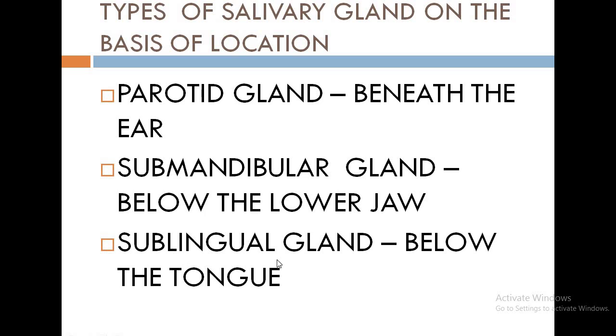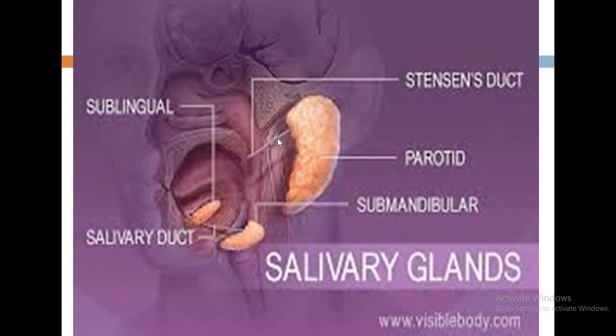Then the sublingual gland. Lingual relates to language. So which part of the oral cavity helps you to speak? That is your tongue. So the gland which is found below the tongue is the sublingual gland. Now, here is the location shown of the three types of salivary gland. This is the parotid gland which is present near the ear. This is the sublingual gland which is present below the tongue, and this is the submandibular gland, which is below the lower jaw.